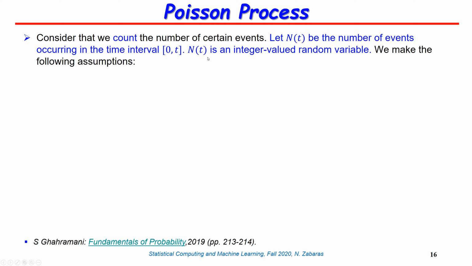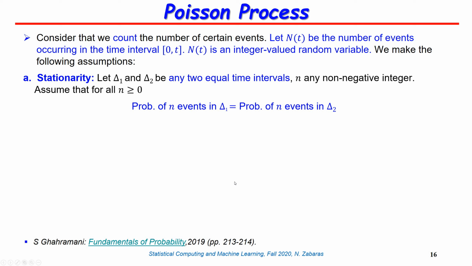So to derive what is called a Poisson process, we're going to make 3 fundamental assumptions, and if you want to read more on this, you can look at this textbook, Fundamentals of Probability by Ghahramani, on page 213 of the newest version of the book. So the 3 assumptions to derive a Poisson process start as follows. The first assumption is called stationarity.